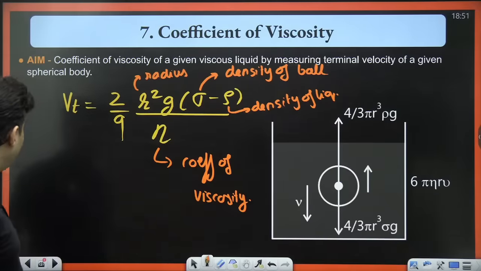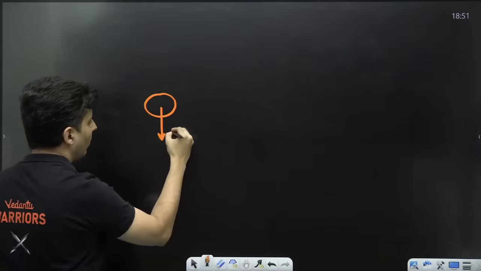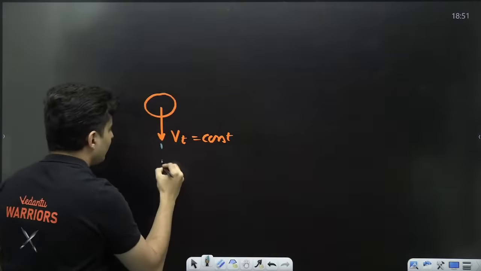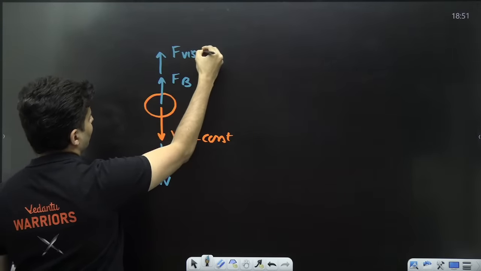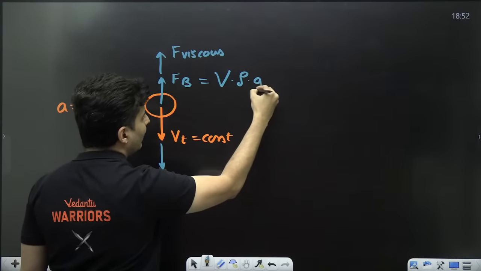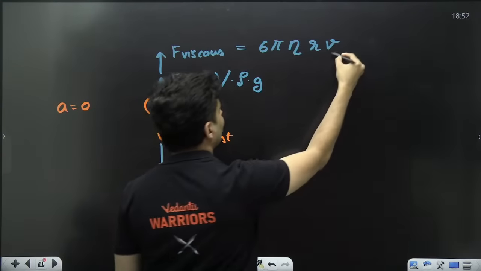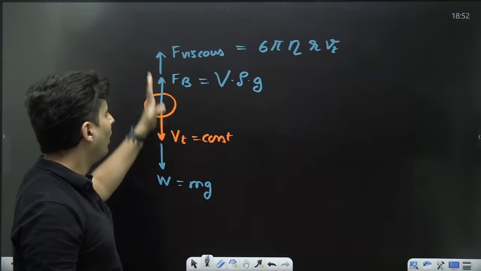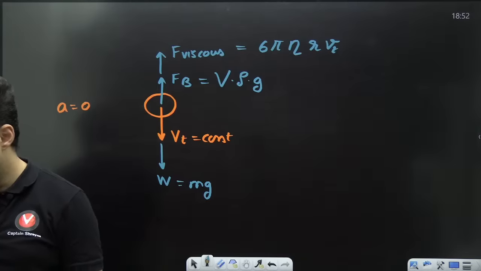So when terminal speed is achieved, remember one thing. When the ball is going at a constant speed, that means the acceleration is zero, then the weight is being balanced by the buoyant force and the viscous force. Weight is mg, buoyant force is volume into density of the liquid into g. Viscous force is 6 pi eta r v, where v is the terminal velocity. This is actually your Stokes' law.